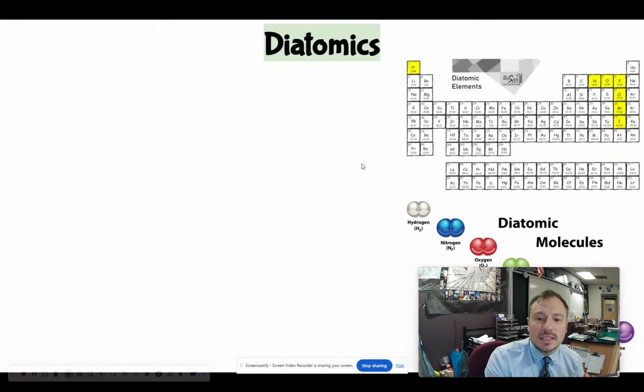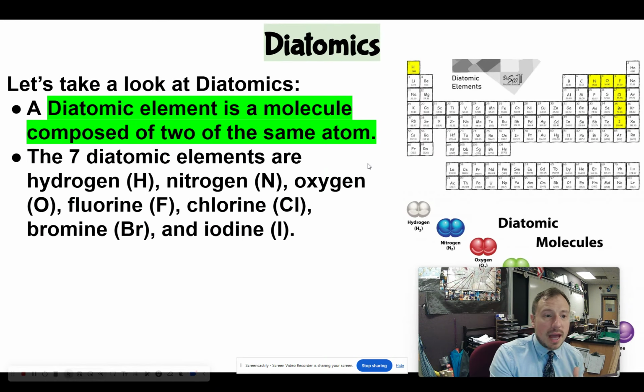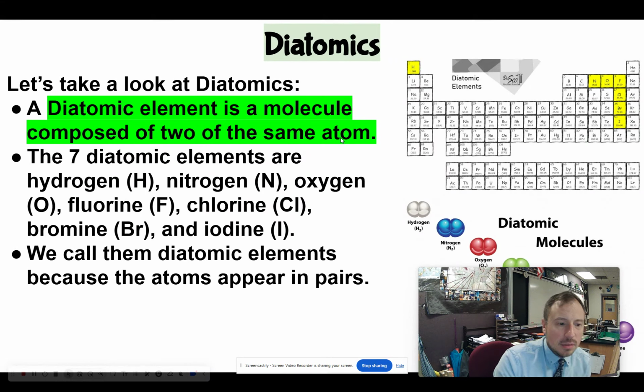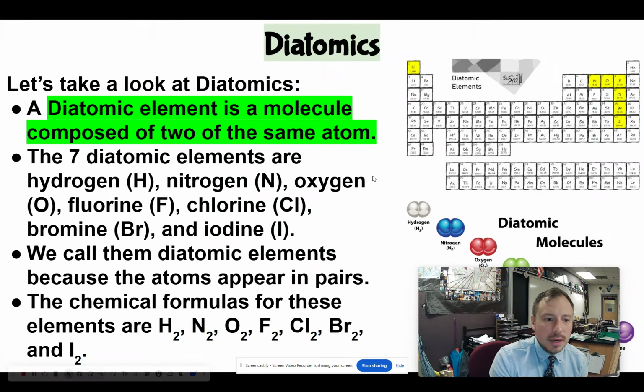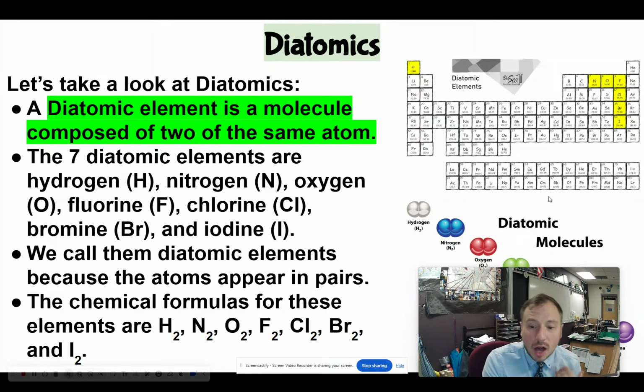So one definition that we need to talk about is diatomics, right? A diatomic element is a molecule composed of 2 of the same atoms. There's only 7 of them. And they call them diatomics because they appear in pairs. So you'll see these chemical formulas, right? And I just want you to be aware because you might hear something like the oxygen molecule, and you're thinking, well, oxygen isn't a molecule, it's an element. Well, no, if it's an oxygen molecule, it's O2.